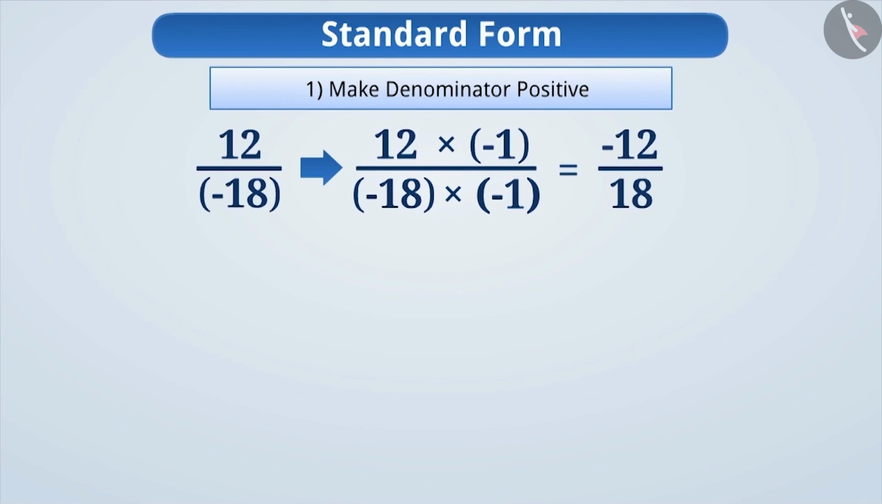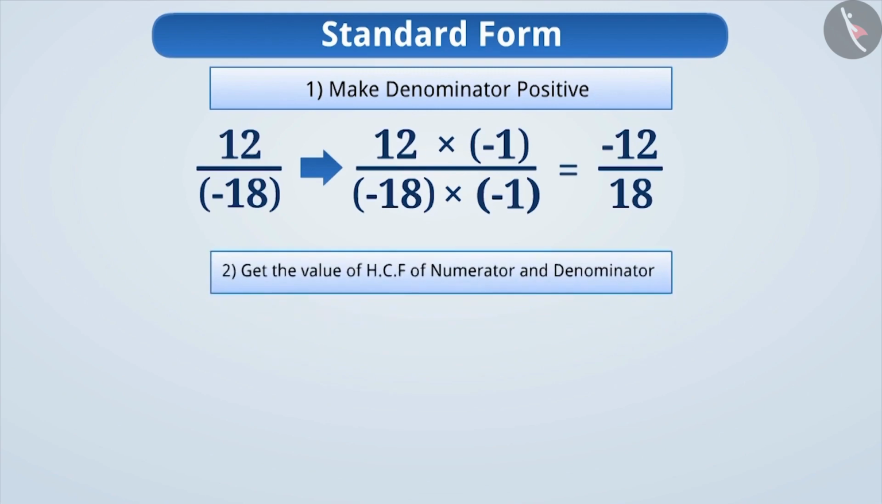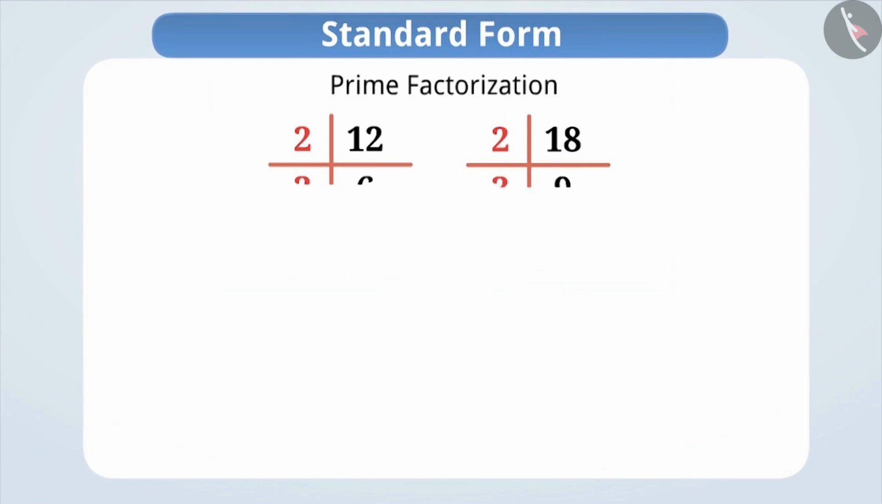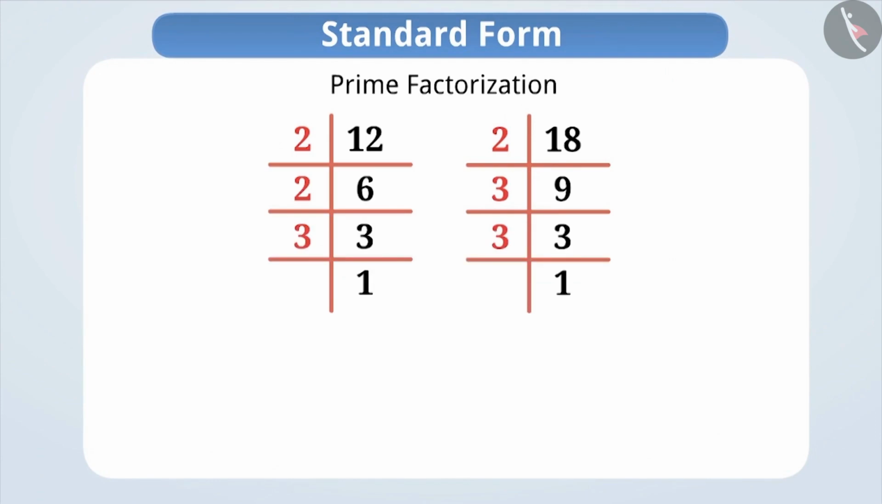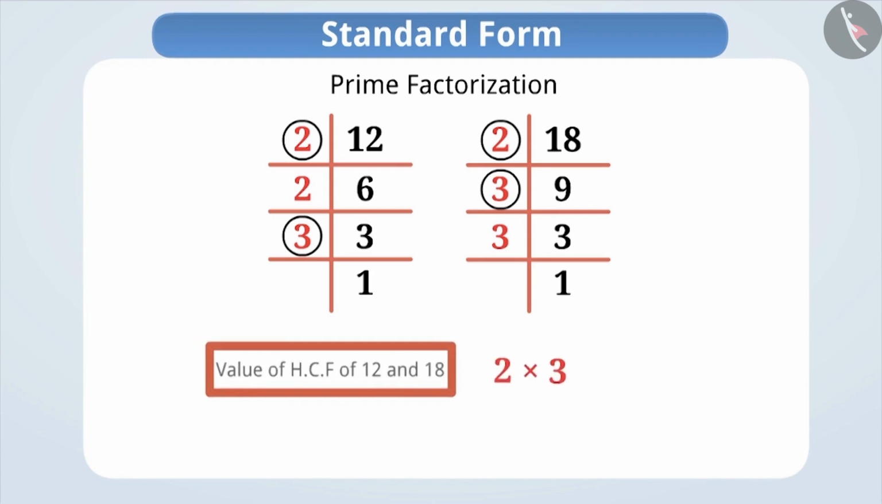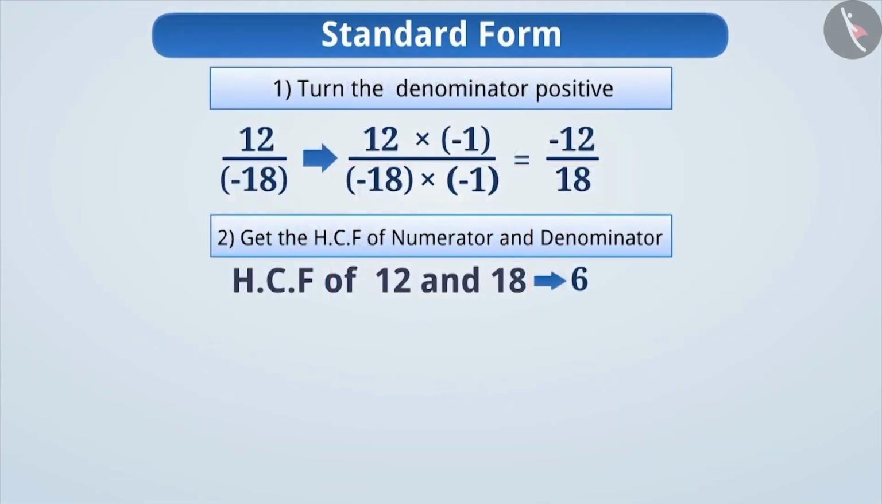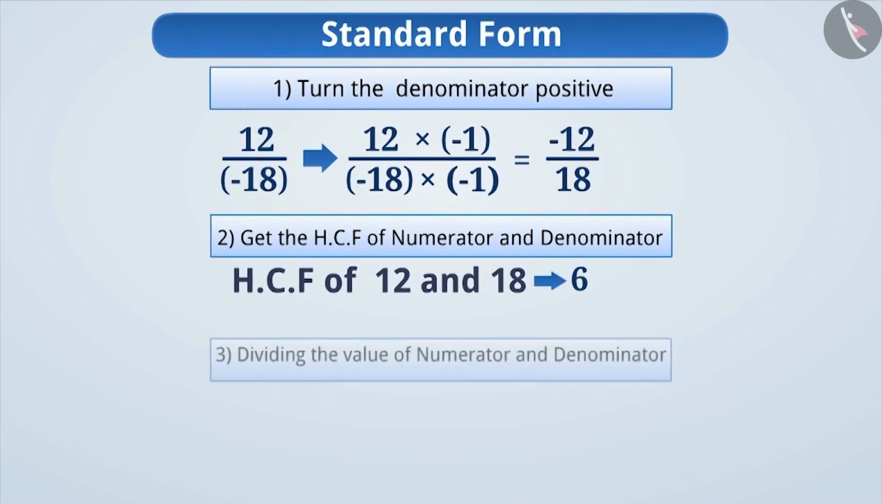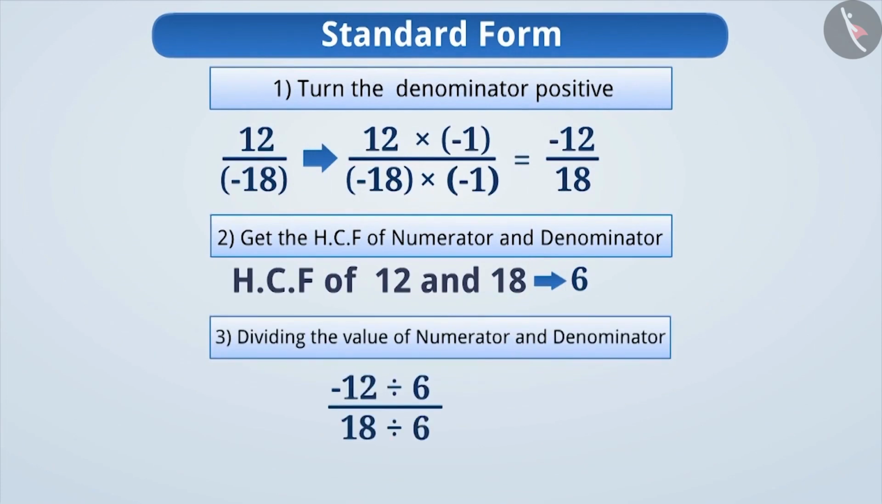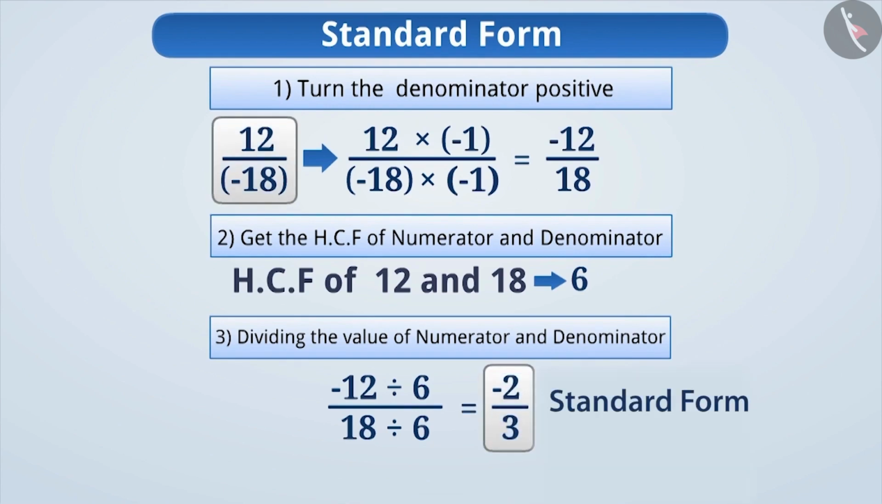Now we ignore the sign of the numerator and denominator to get the HCF. For this, we will perform the prime factorization of 12 and 18. By multiplying their common factors, we get their HCF as 6. Now we divide both 12 and 18 by the HCF 6, by which we get the rational number minus 2 by 3. This is the standard form of 12 by minus 18.